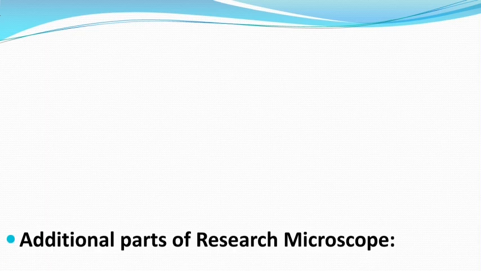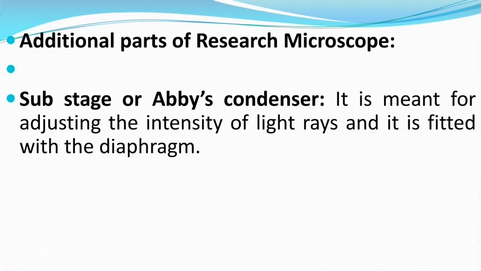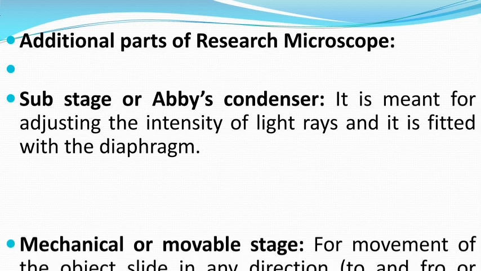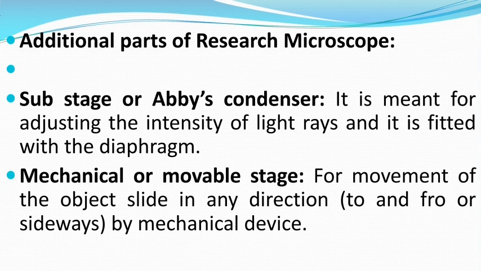Some additional parts of a research microscope: the substage or Abbe condenser. It is meant for adjusting the intensity of light rays and it is fitted with the diaphragm. Mechanical or movable stage, for movement of the object slide in any direction by mechanical devices.